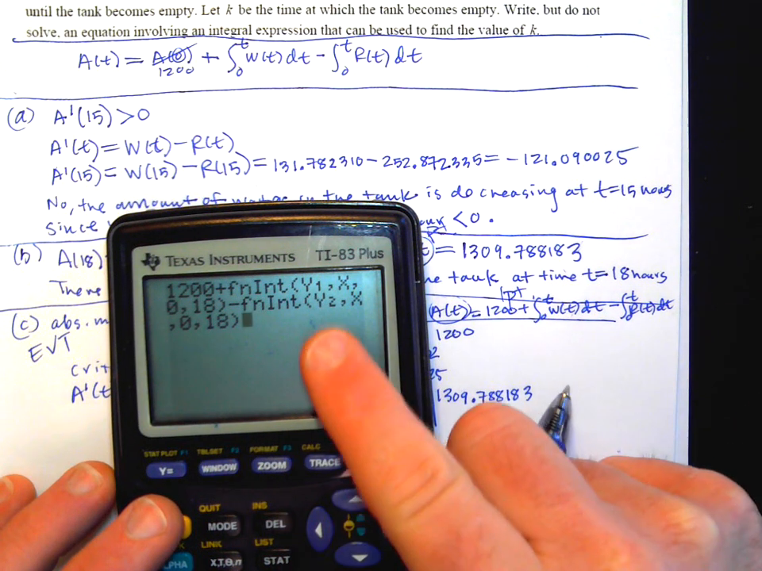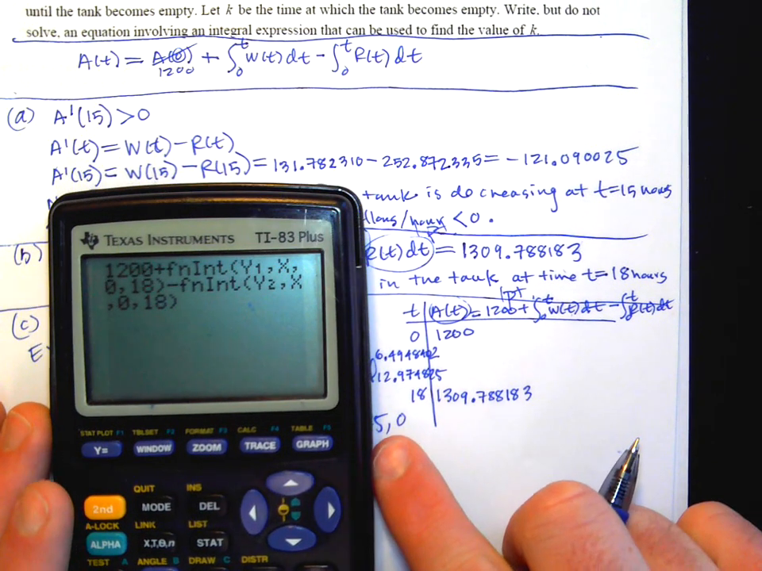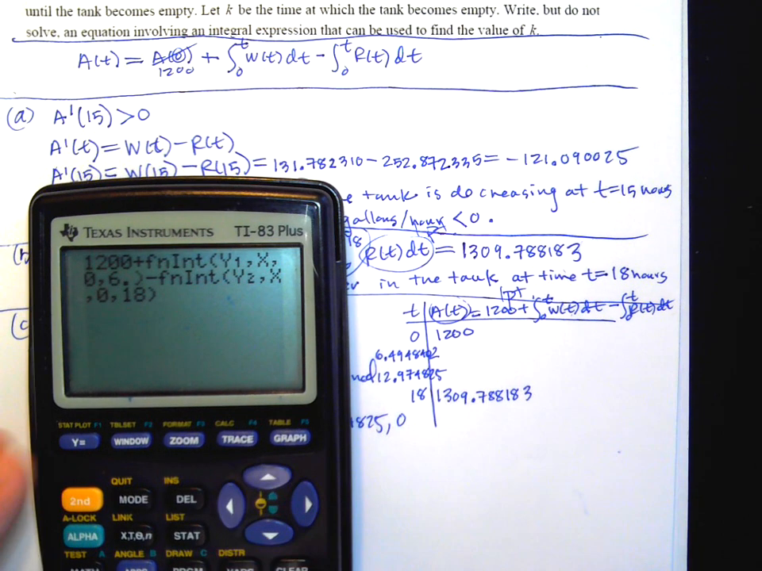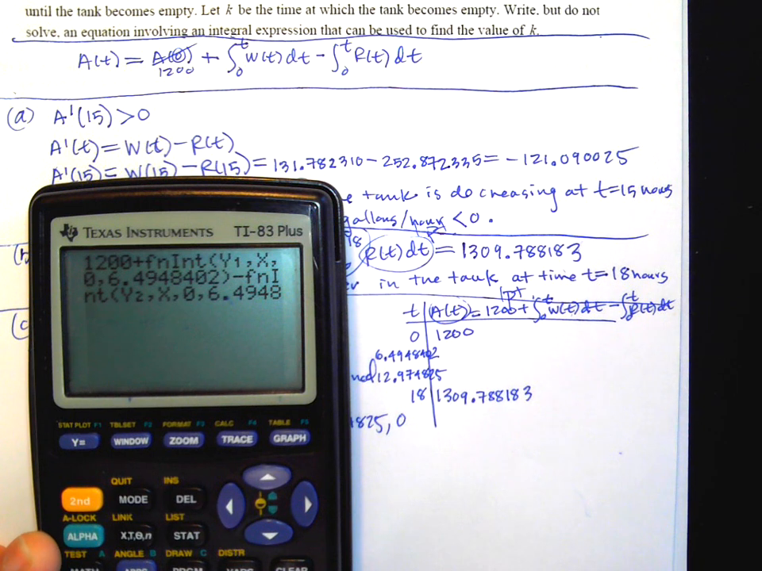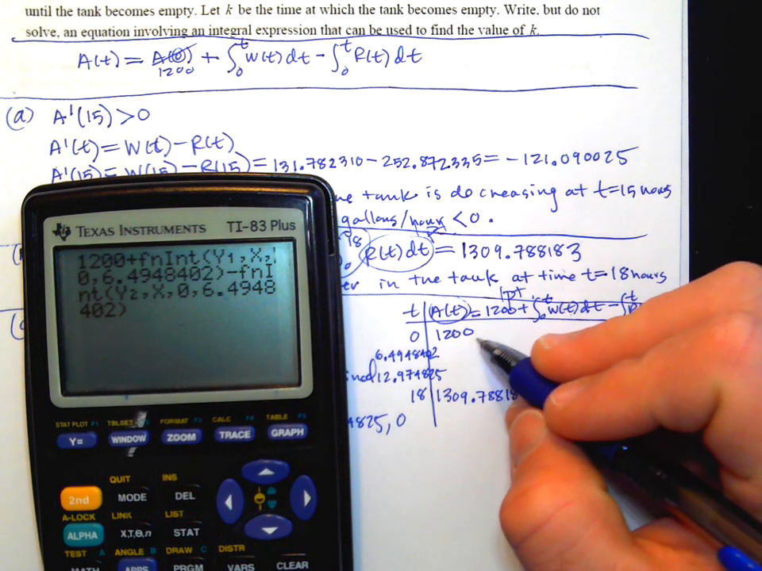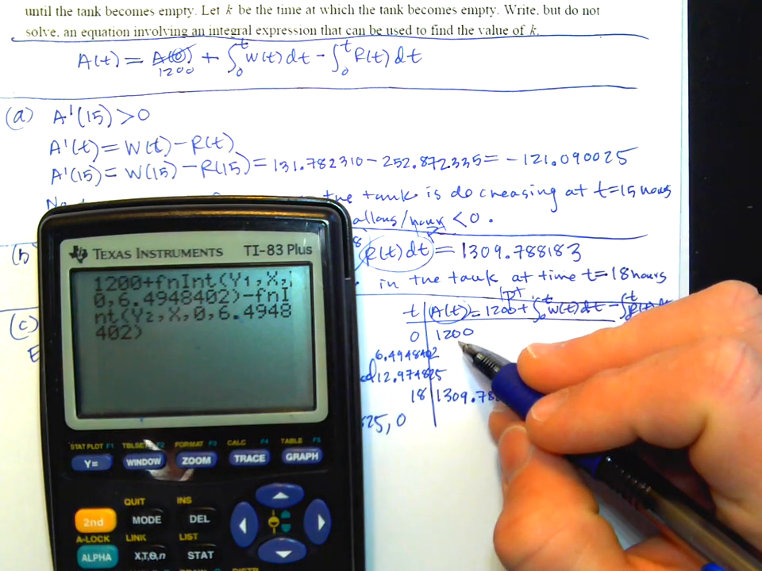This is exactly what I want, but I want to put 6 point. Now I'm going to do second insert, and it'll start pushing everything over so I don't have to retype it. 6.4948402. And then over here, 6.4948402. And this should give me the amount here. And then I'm going to do it again for this other one.